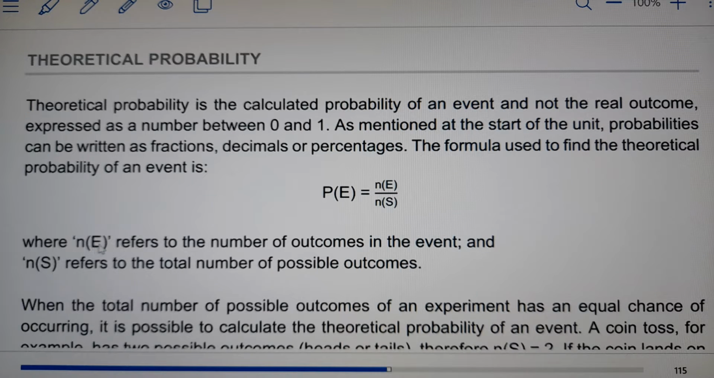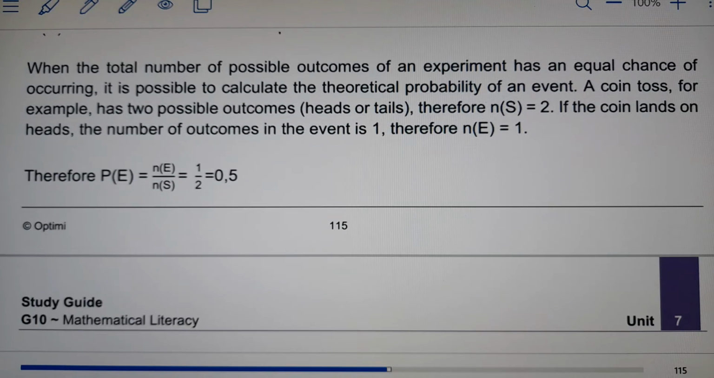Still the same, where n(E) refers to the number of outcomes in the event, and n(S) refers to the total number of possible outcomes. So n(E) is still the favorable outcome, the outcome that you want. How many are they? And n(S) is the total number of possible outcomes. When the total number of possible outcomes of an experiment has an equal chance of occurring, it is possible to calculate the theoretical probability of an event.